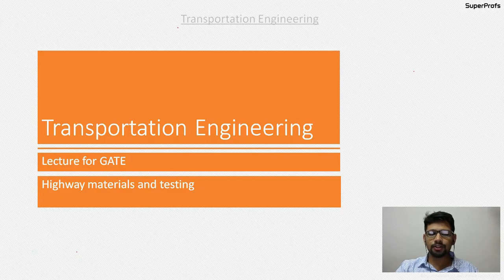In this lecture, we will continue with the same topic, that is highway materials and testing. We were discussing various tests on the aggregates, and we were left with one last test, that was the bitumen adhesion test. In this lecture, first we will cover that test, and we will move on to discuss the bituminous materials. Again, we will discuss various tests on the bituminous materials.